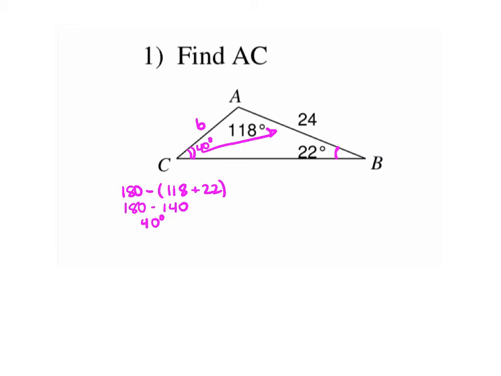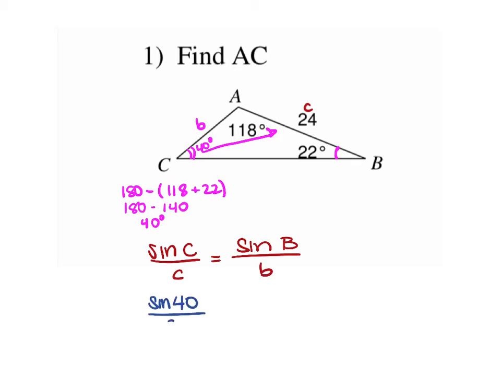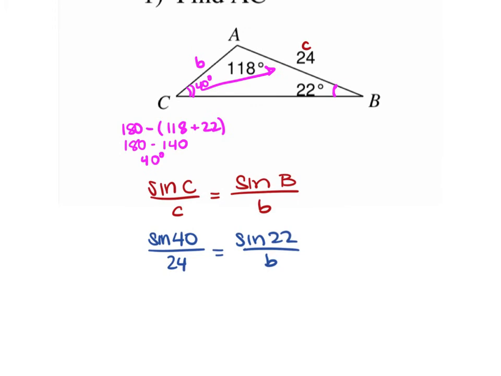So from here, we're going to take the sine of angle C over the side length C, which is 24, and set it equal to the sine of angle B, which is 22, over its side length, which is what we're finding. So sine 40 over 24 is equal to sine 22 over B.